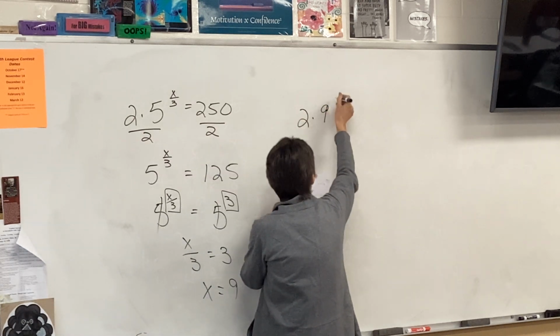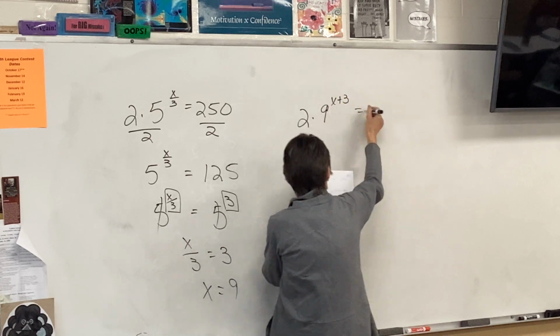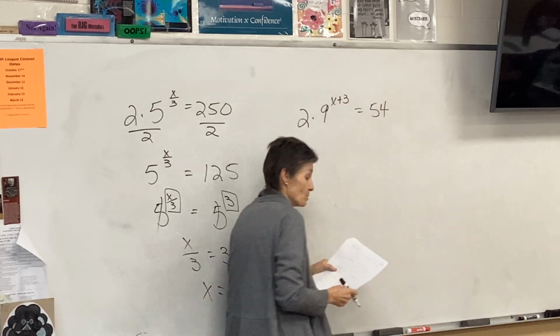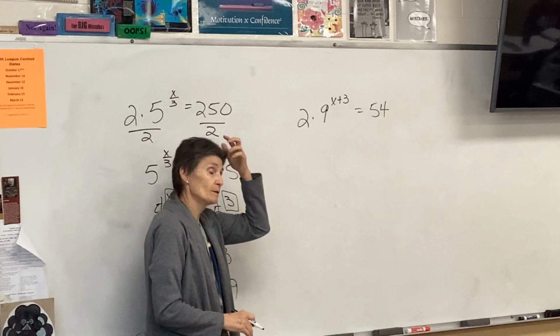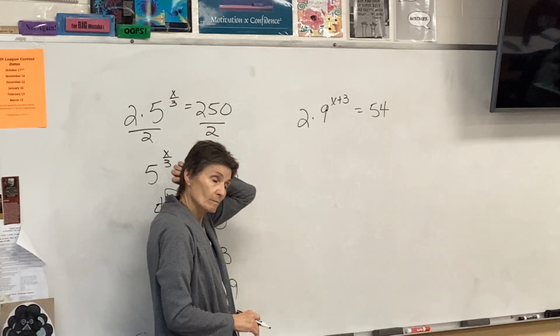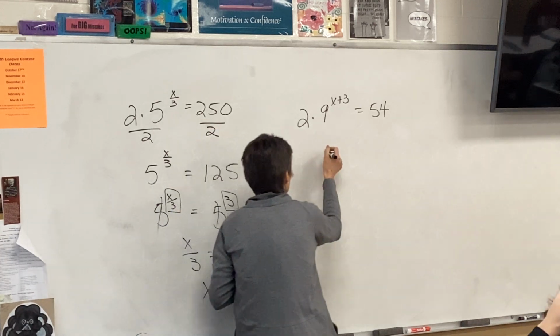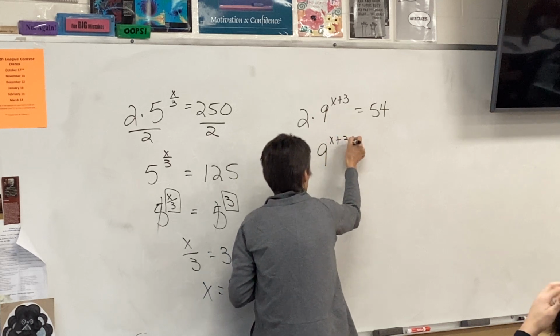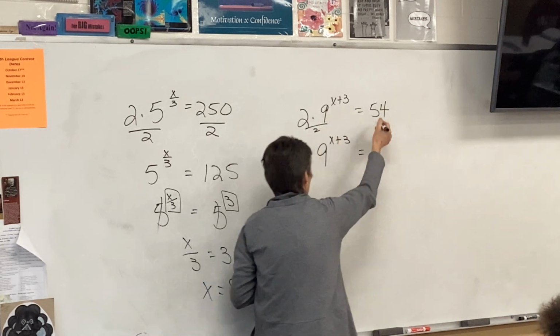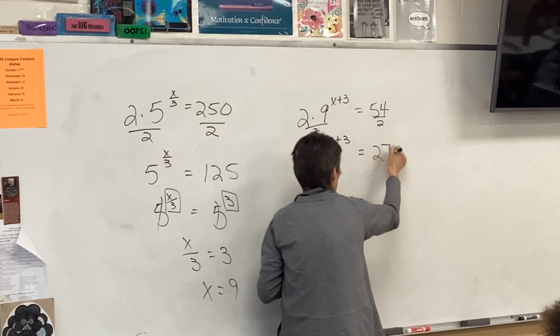2 times 9 to the x plus 3 equals 54. All right, so what do you think we're going to do first? Divide the 2 over. And 54 divided by 2 is 27.